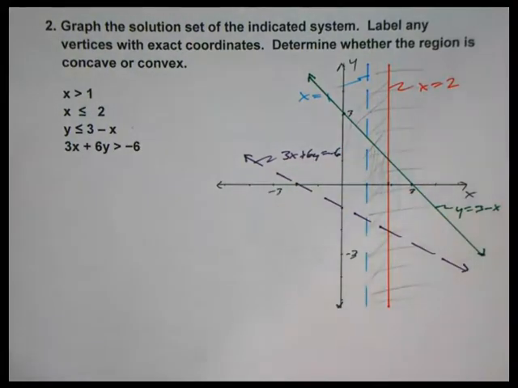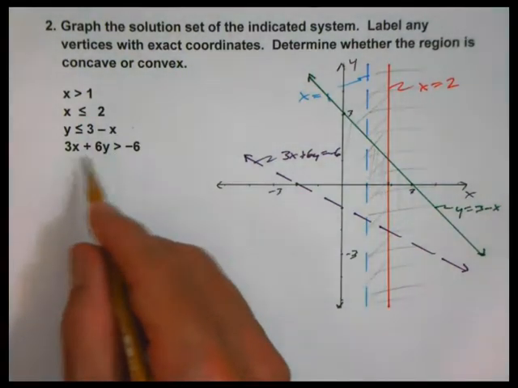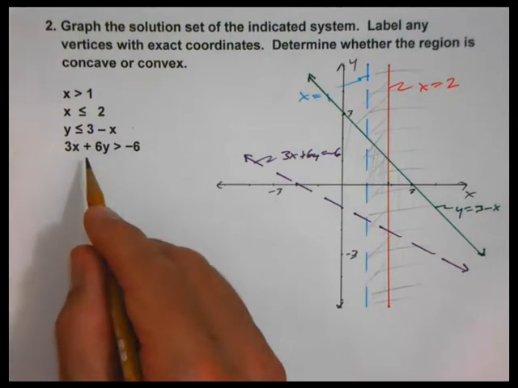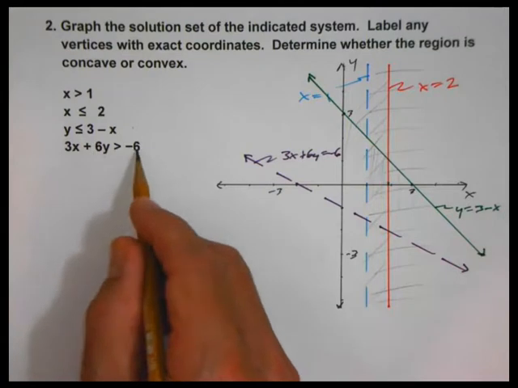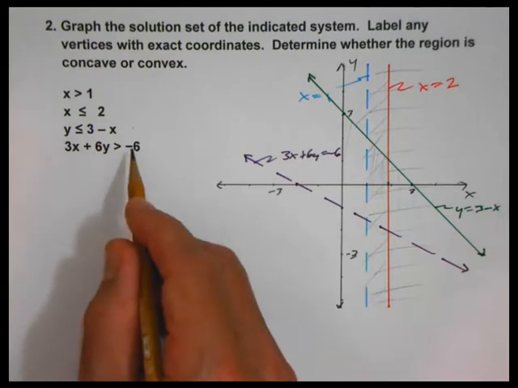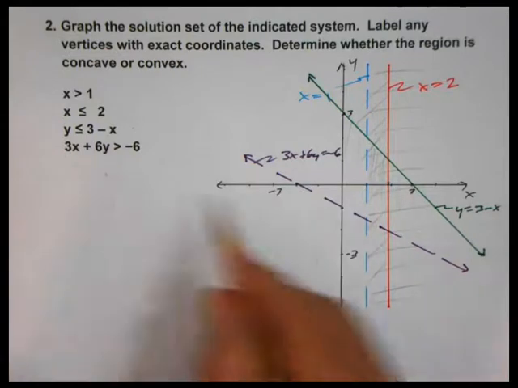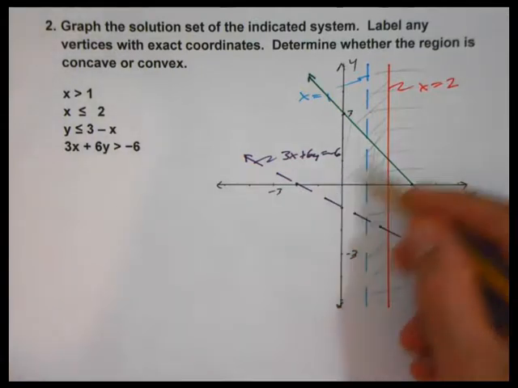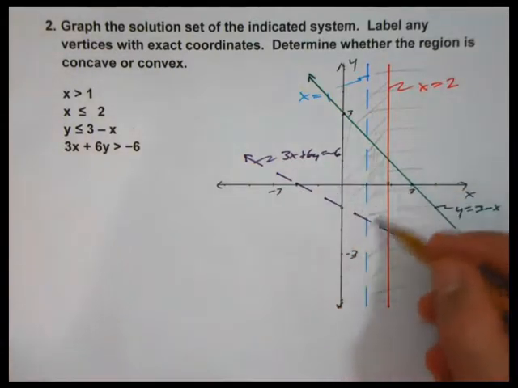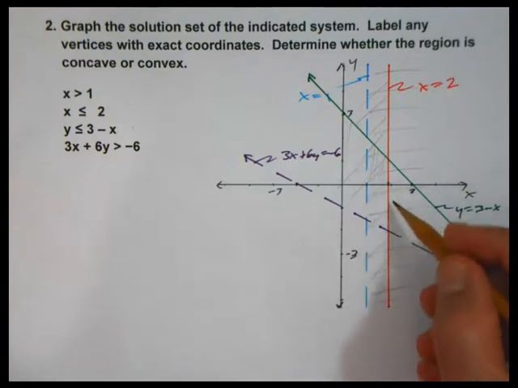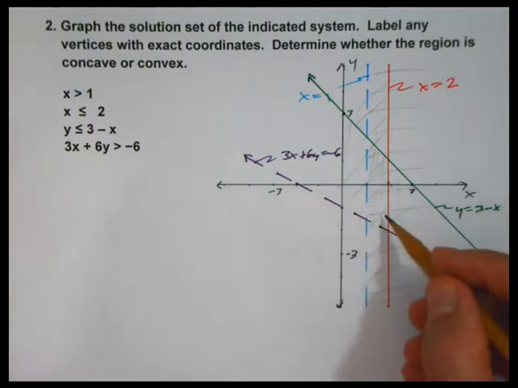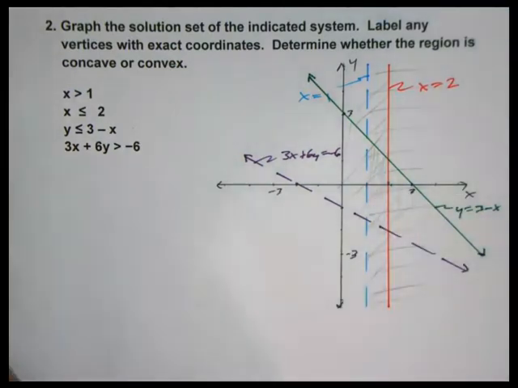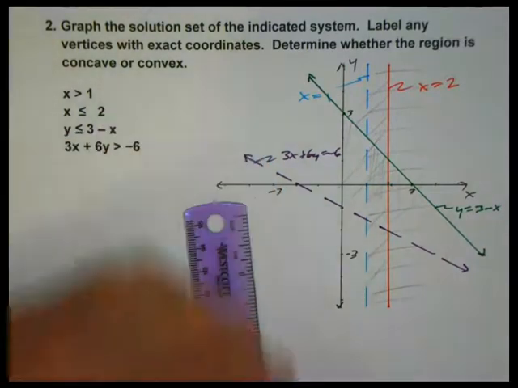Now, as far as the shading goes of this, what happens? This kind of inequality, maybe we test (0, 0). If we put (0, 0) in here, we have the statement 0 greater than negative 6. Well, that is true. Okay, so we need to shade the (0, 0) side of this line up here. Now, this puts the common intersection of all 4 half planes right in this little trapezoid here, huh? Okay, so now we get ready to do our real shading of the solution set.